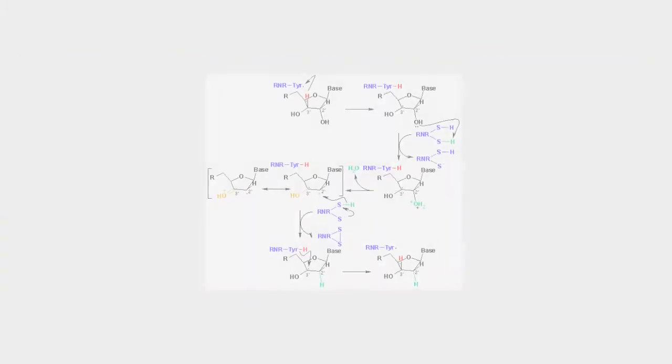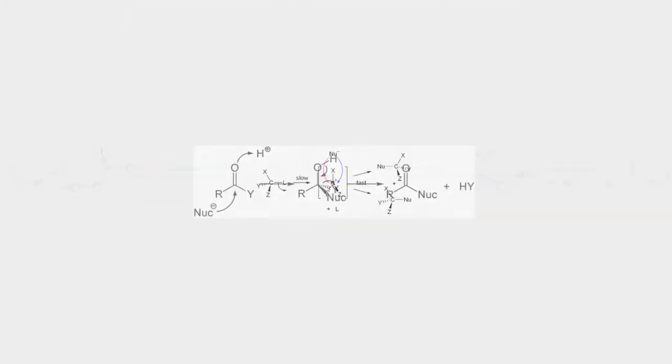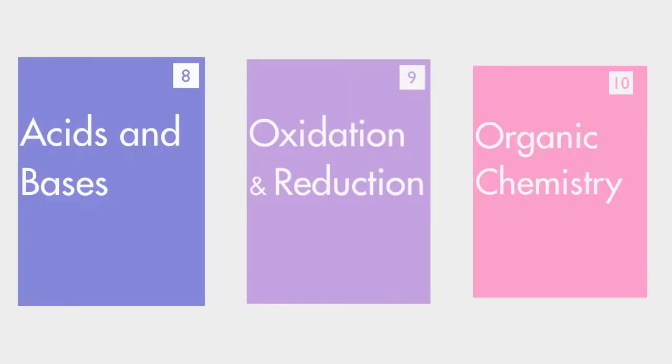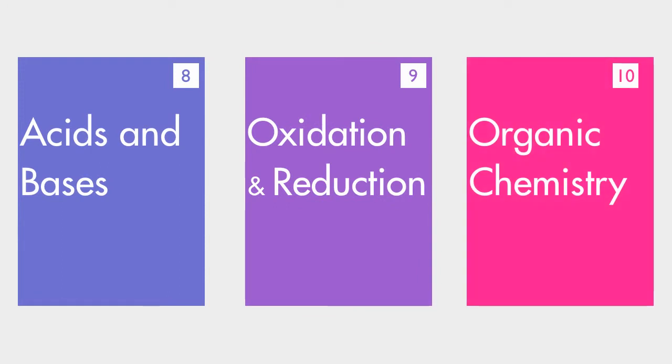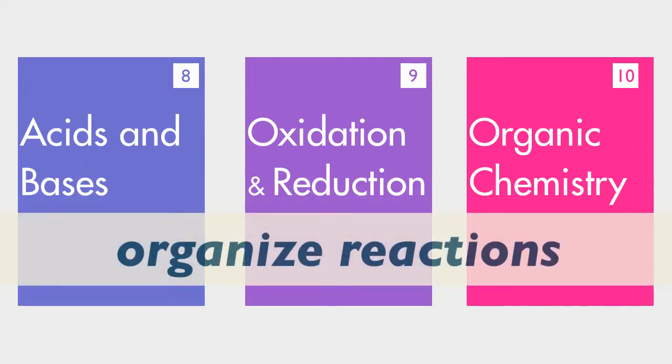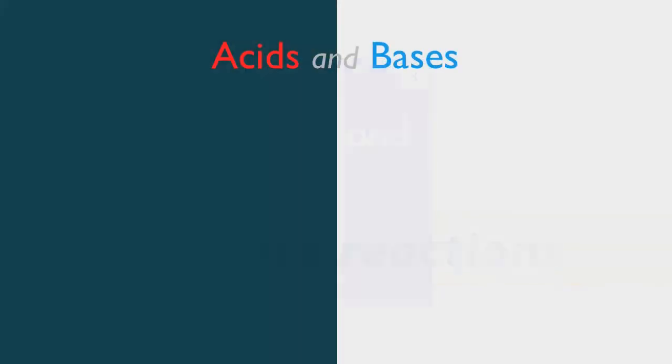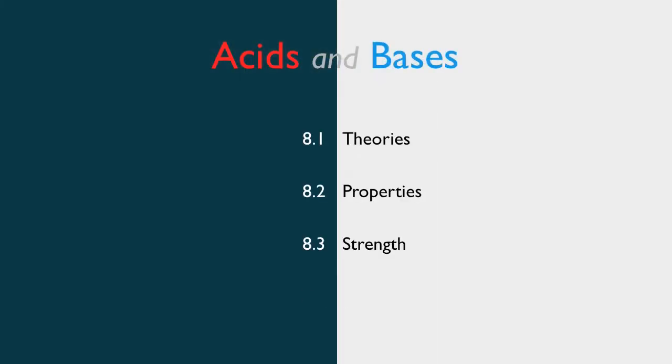The question facing us now is how do we organize the vast range of chemical reactions that exist? The next 3 topics will answer that question. Acids and bases, oxidation and reduction, and organic chemistry are all ways to classify and organize chemical reactions. So that brings us to acids and bases. There are just 4 subtopics in acids and bases. Let's look at each one briefly.